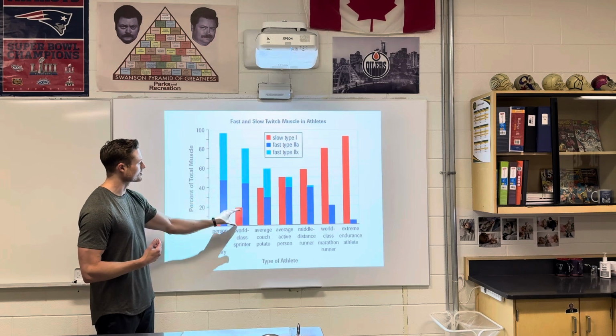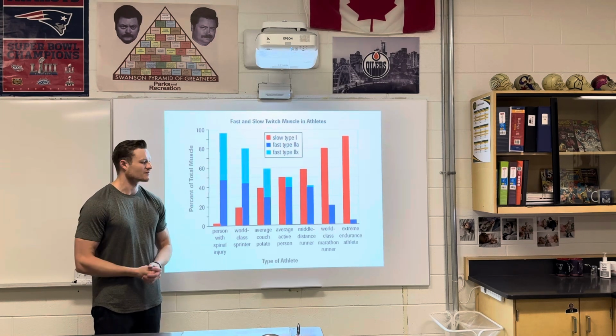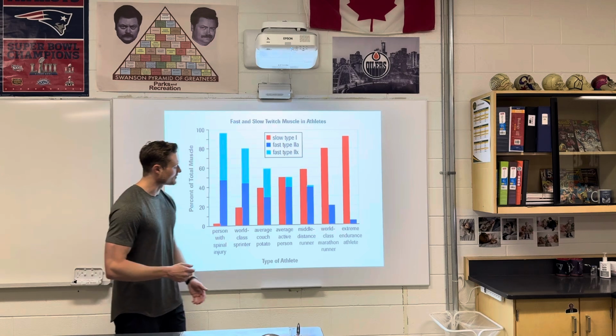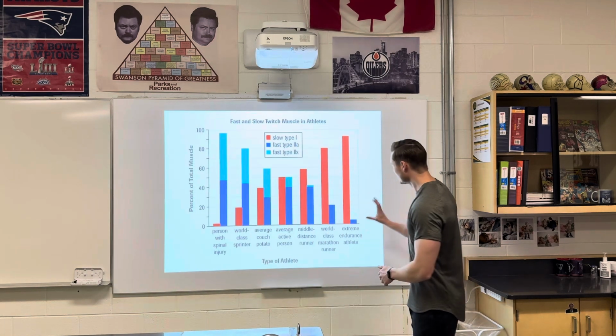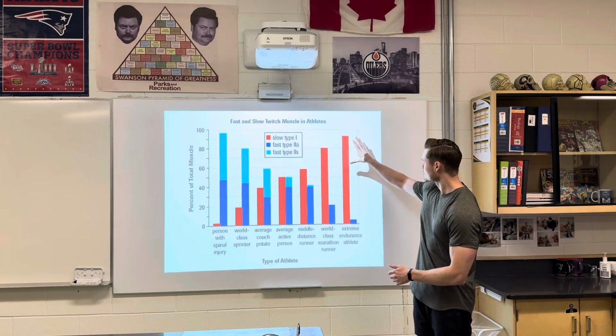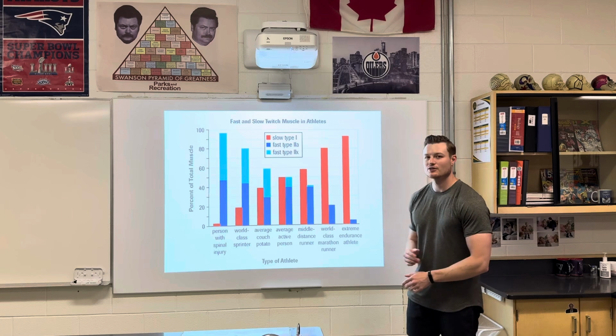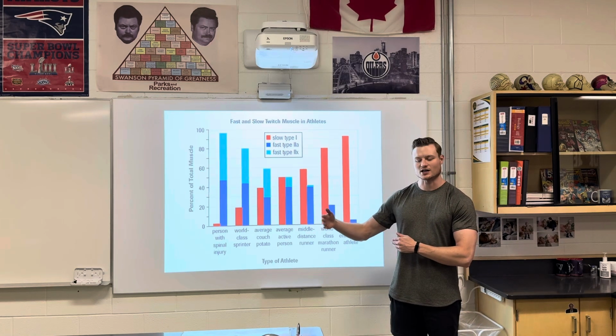So your muscle fibers are gonna use the energy as quickly as possible, but it's not as efficient. Versus someone who's more of a distance runner, marathon runner, endurance athlete, these types of people would have far more slow twitch muscle fibers to allow them to use that energy for longer periods of time and more effectively.